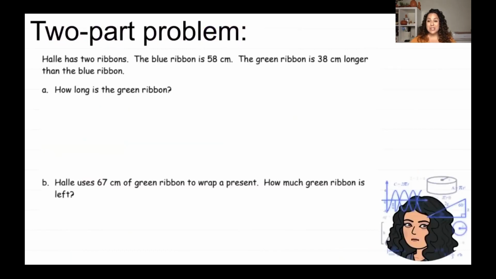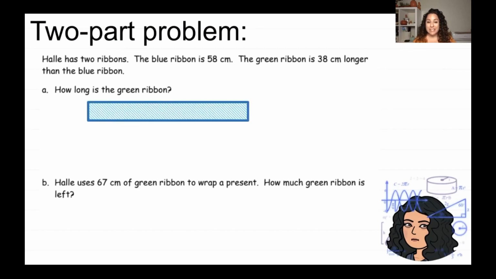Okay, so this is a two-part problem. Hallie has 2 ribbons. The blue ribbon is 58 centimeters. The green ribbon is 38 centimeters longer than the blue ribbon. How long is the green ribbon? Well, let's go ahead and draw. Now here's my blue ribbon, and you can see that my blue ribbon is 58 centimeters long.